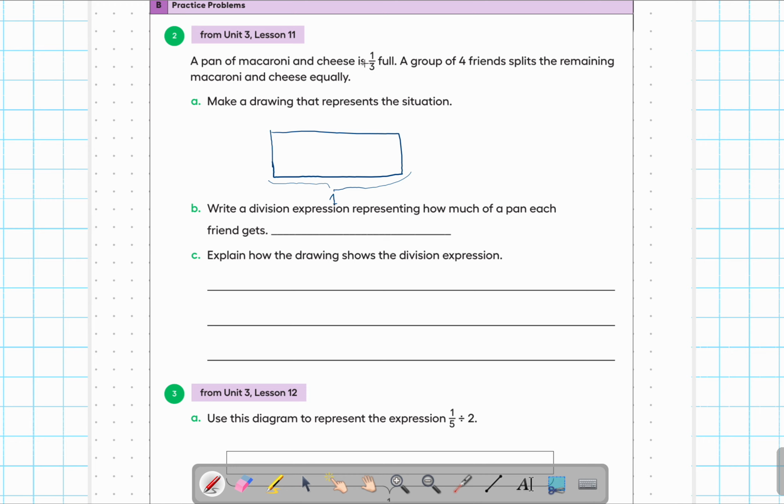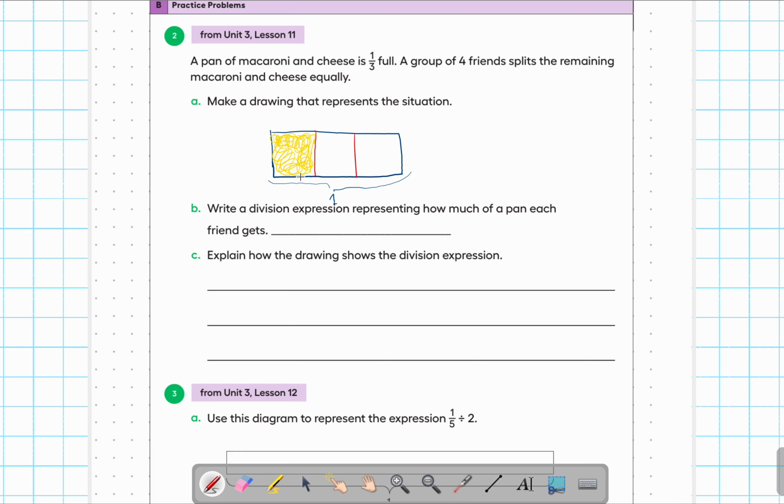But it's 1/3 full, so that means that we got to cut it up into thirds. So let's go ahead and cut it up into thirds. Okay, so let me try to cut this as equally as I can. All right, so now I have a pan of macaroni and cheese that is 1/3 full. So let me just take one of these thirds that is full. Okay, so I'm going to color it just to show you that it's full. I'm going to color it yellow for macaroni and cheese. All right, so it's 1/3 full.